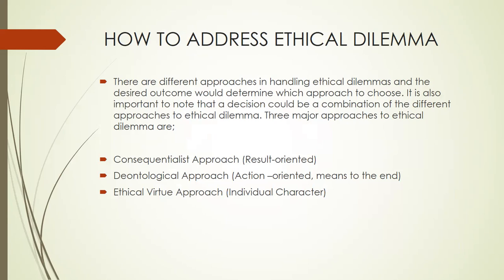So this takes us to: how do we address ethical dilemma? There are different approaches in handling ethical dilemma, and the desired outcome will determine which approach to choose. It is also important to note that a decision could be a combination of different approaches. The three major approaches to ethical dilemma are the consequentialist approach, which is focused on results. It's a result-oriented approach. This is often the approach taken by public health.